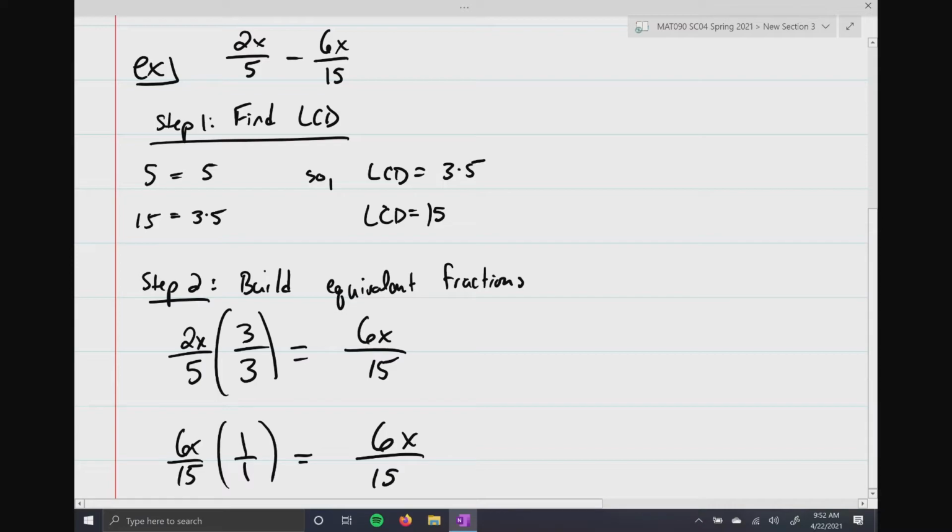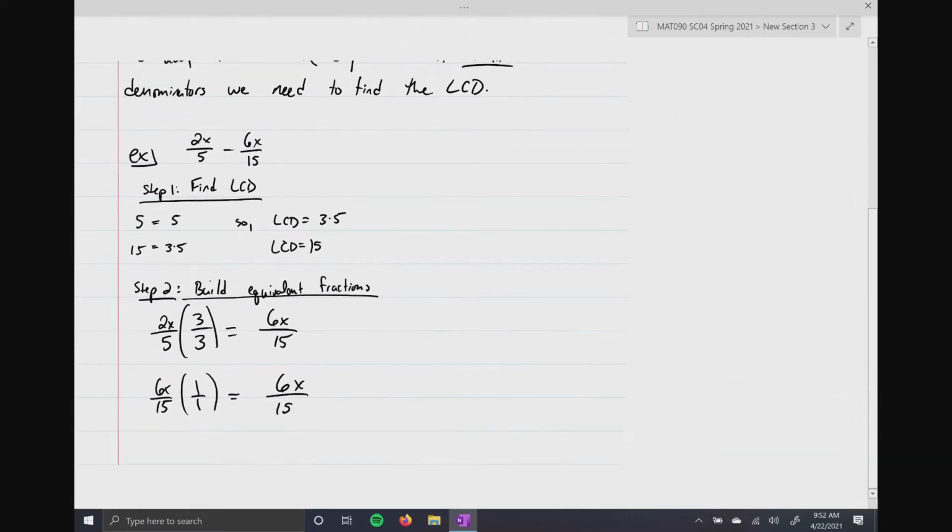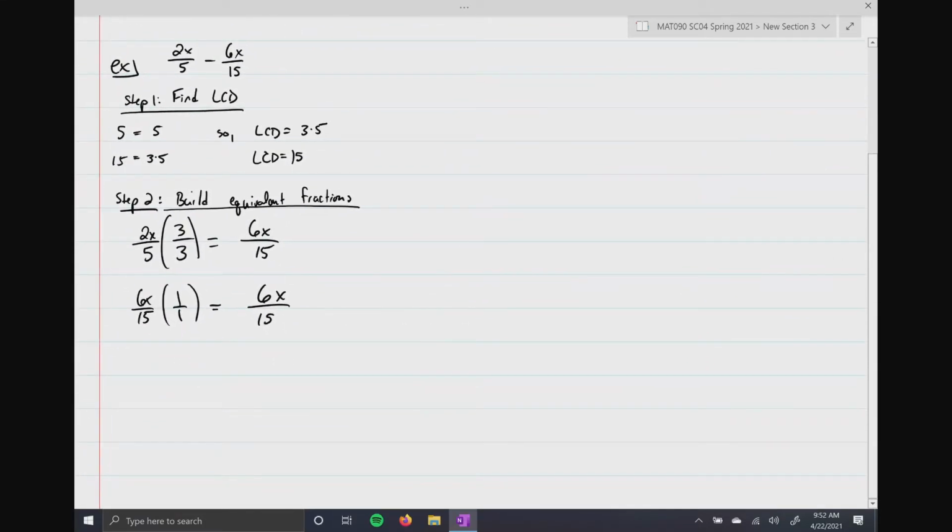So step 1 is find the LCD. Step 2 is to build equivalent fractions. And then my last step, perform the operation.